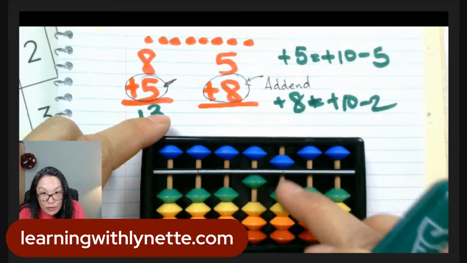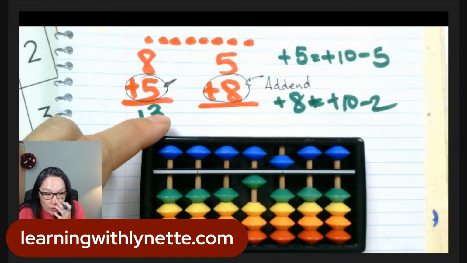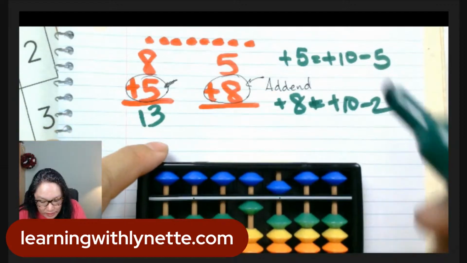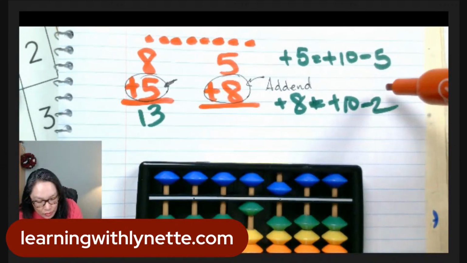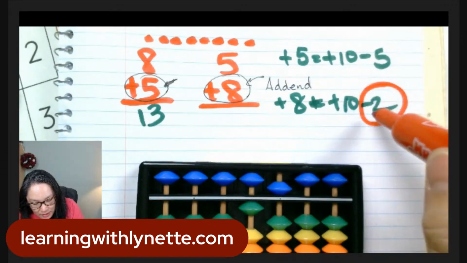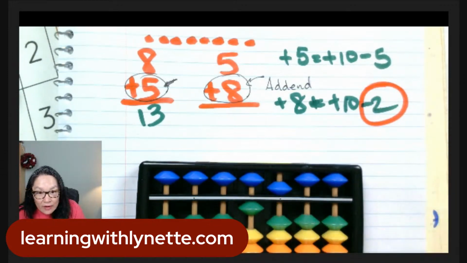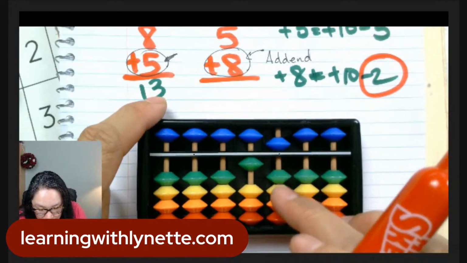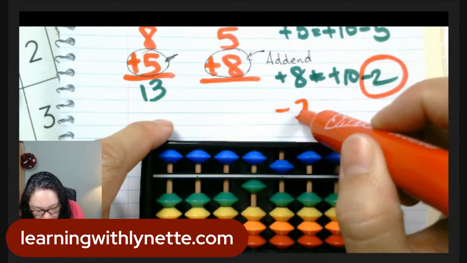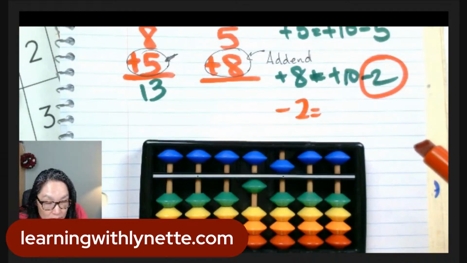Notice I don't have any more beats to take away the 2. Do you remember what we do? What do we do to take away the 2? This is now what we call a two-step equation. Because we don't have enough, we cannot do Bob the Builder. We don't have enough to minus the 2. What is another way to minus the 2? Minus the 2 is equal to what? What's another way to minus the 2?